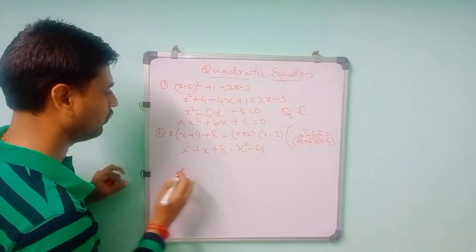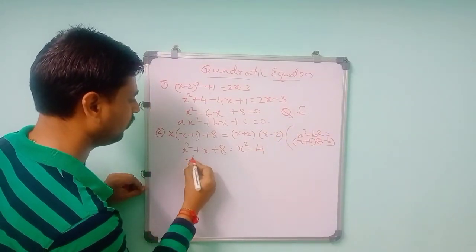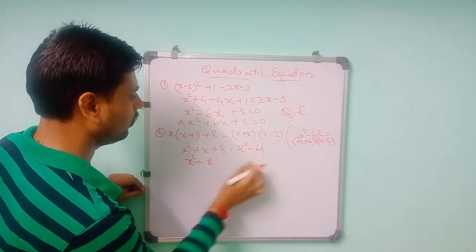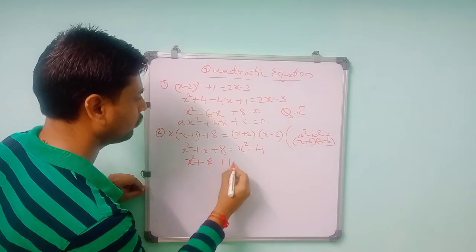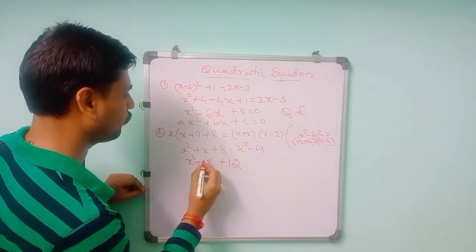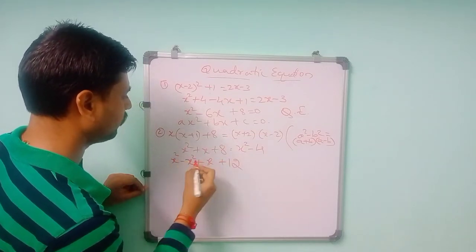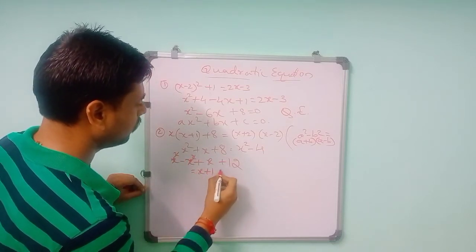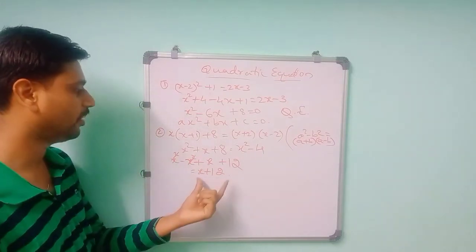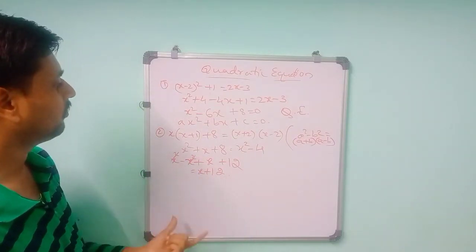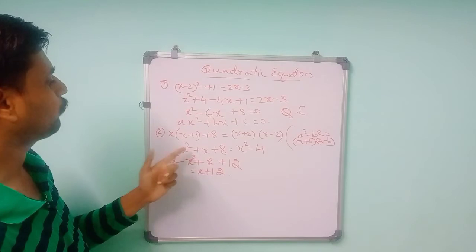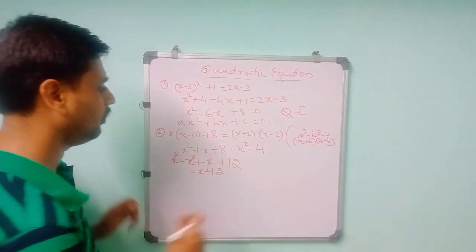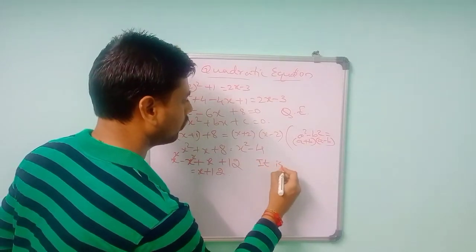So shift all the terms to the left hand side: x square plus x plus 8 is there, and this one comes as plus 12, and minus x square. So x square and minus x square get cancelled, and it remains x plus 12. So here the x term and a constant are there, but it doesn't have an x square term. If it doesn't contain degree 2, then it is not a quadratic equation.